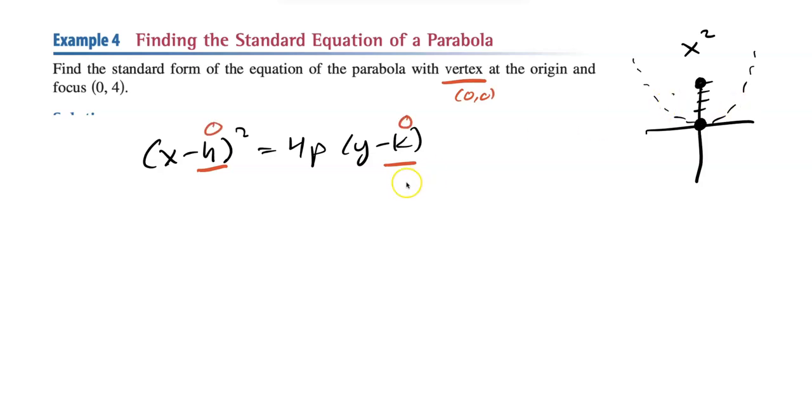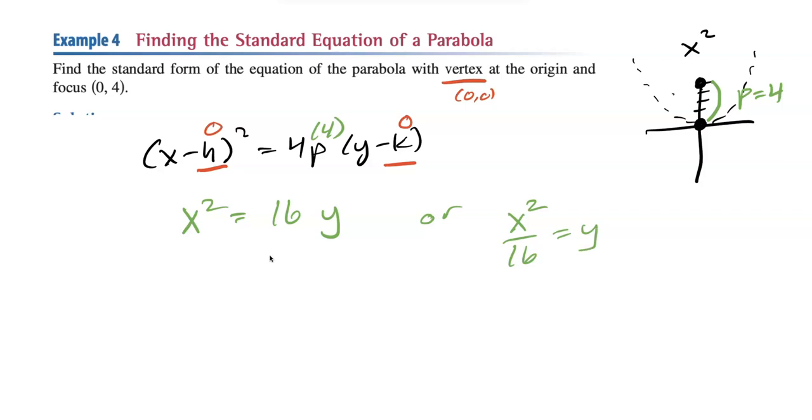And all we have to do now is find the p. Now the p is the distance from the focus. So p here is going to be 4. Right? So that's how far it is. So that's 4. So now we get x squared equals 16y. That's an acceptable answer. Or you could write it, get the y by itself, divide by 16, and you get x squared over 16 equals y. So either one of them is fine.